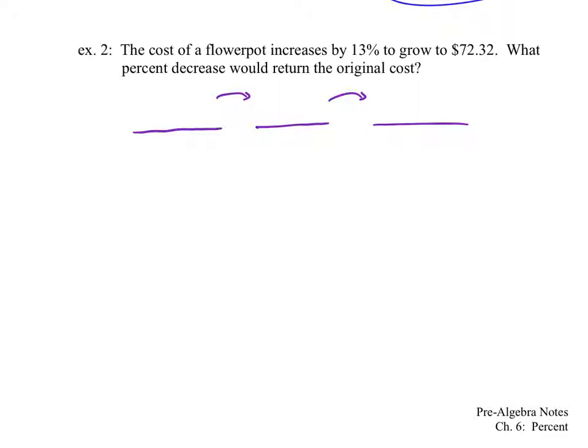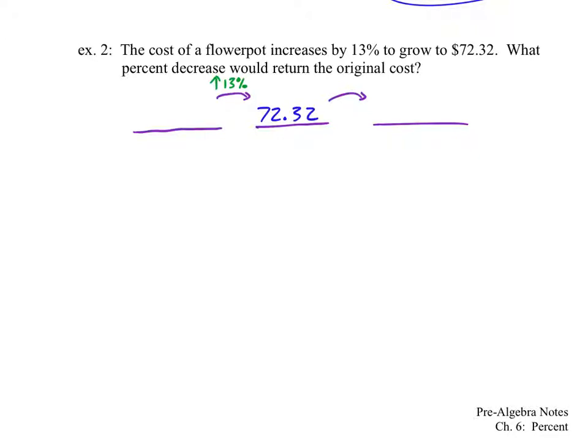The cost of a flower pot increases by 13%. So that's going to be my first percent change. I'm going to put a little up arrow, 13%. The cost of a flower pot increases by 13% to become $72.32. So which blank do we put it in? Well, if it increases to get to this number, then the 72.32 has to go in that middle blank.